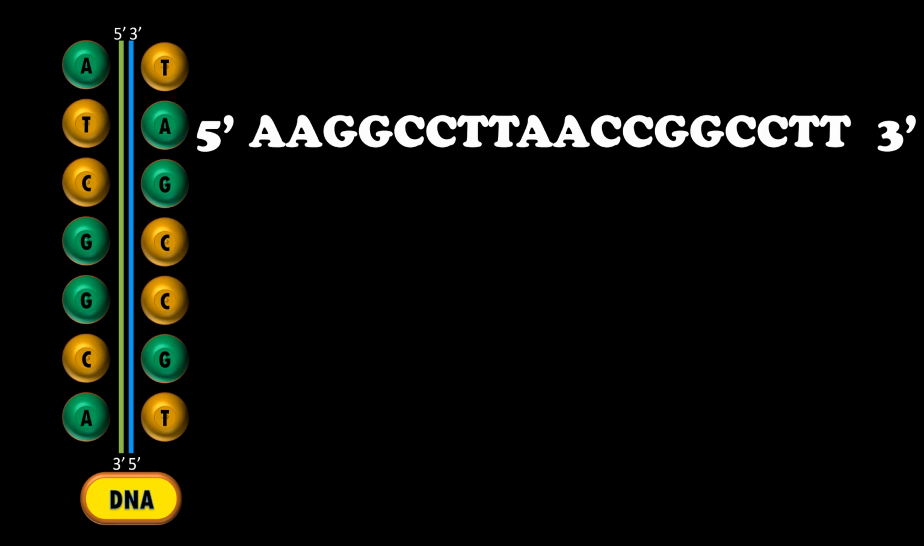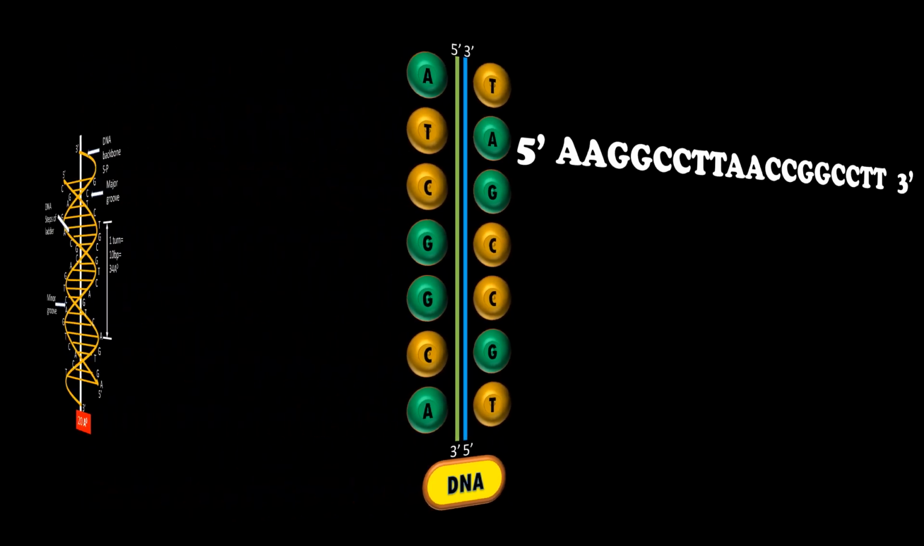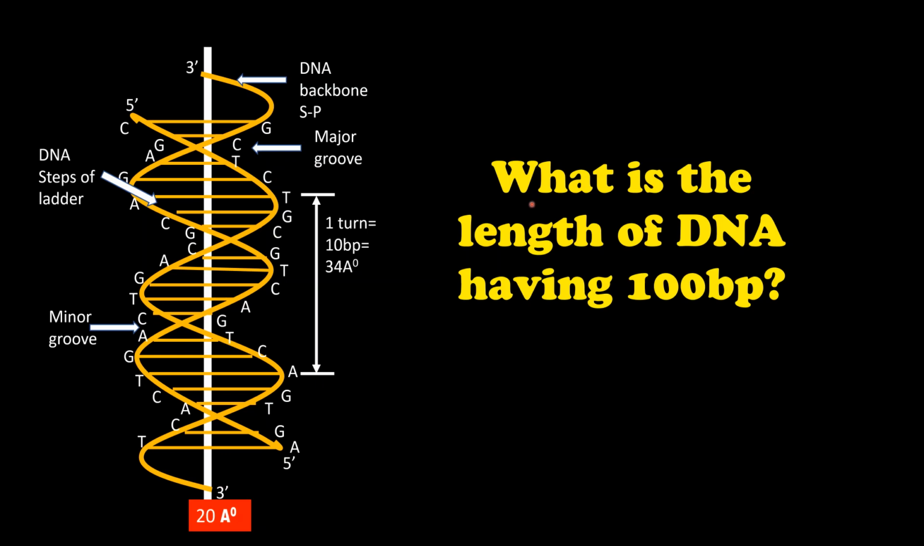Okay, now once you know that one turn of the DNA has 10 base pairs with a length of 34 angstrom, we can get a question like, what is the length of DNA having 100 base pairs? For this question also, I recommend you to solve this example and write your answers in the comment section below. So students, I hope you are understanding the structure of DNA.